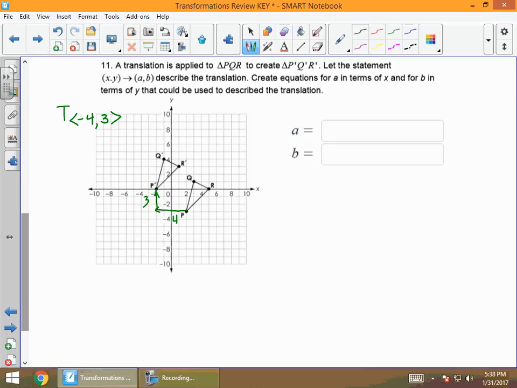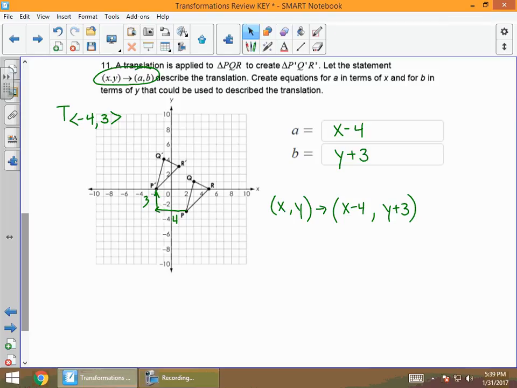The other notation we could use is take the points and map them according to an expression. So that -4 means I have x - 4, and the +3 means I have y + 3. And that's all this problem is saying. It is saying, if you look up here, if I write it in this way, what would go in that A spot? It is x - 4. What goes into the B spot? It is y + 3. That's just a fancy way for them to ask that type of a question.